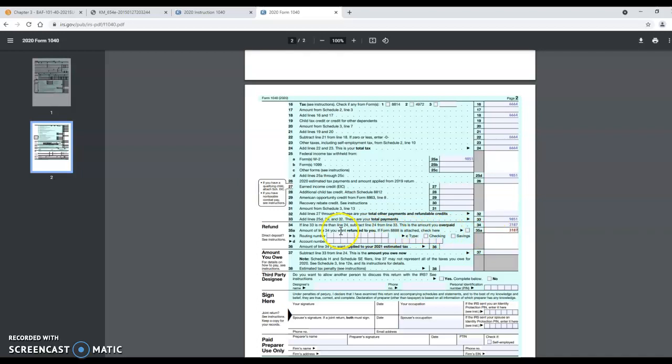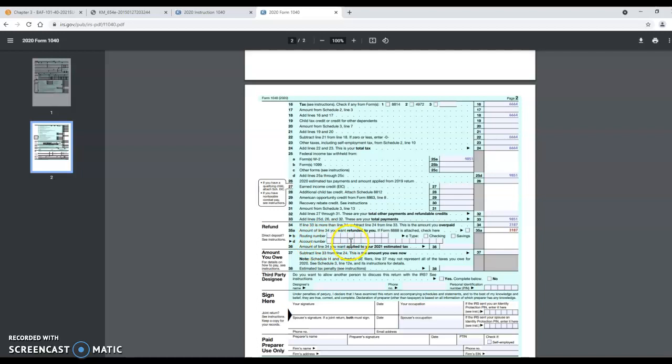And so on line 35, it says, amount of line 34 you want refunded to you. Okay, and so he wants all of it refunded to him, so he puts in the 3187 there. If he doesn't want it all refunded to him right now, he just wants to apply that to his self-employment business, then he would put the 3187 in line 36. Or he can divvy it up. He could put 3,000 in line 36 and 187 in line 35A, or however he wants to do that.